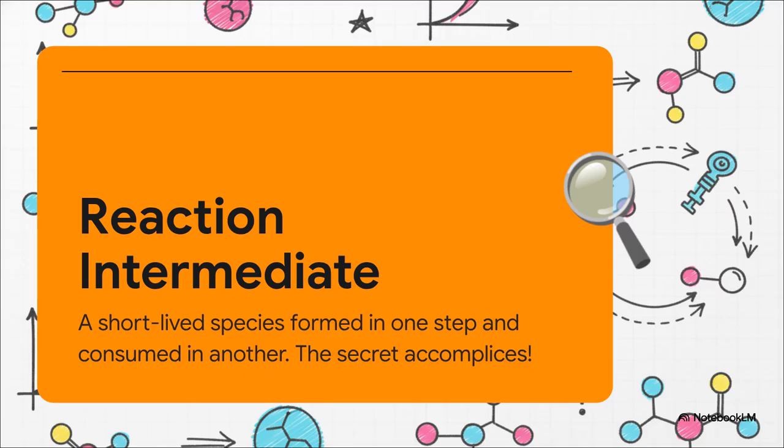Now, these fleeting characters, our HOCl and HOI, they have a proper name. They're called reaction intermediates. Think of them as the go-betweens, the secret messengers that make the whole operation possible. They pop into existence for just a split second before they're turned into something else. And that's exactly why you never see them in that final overall equation. They're the unsung heroes, or maybe villains, of our chemical plot.